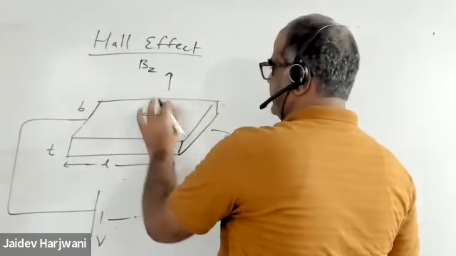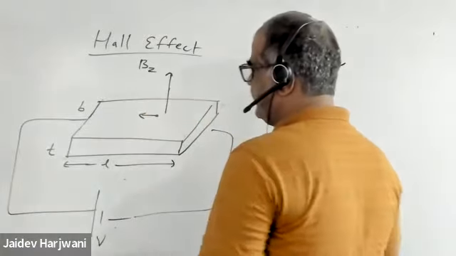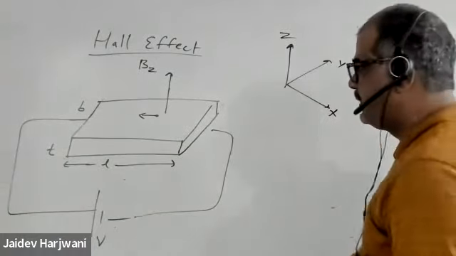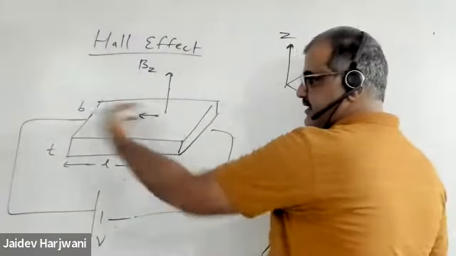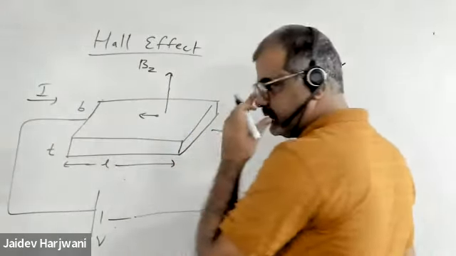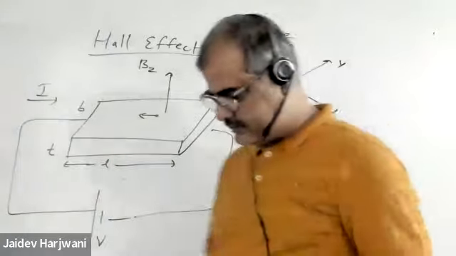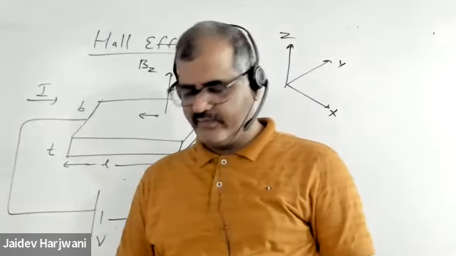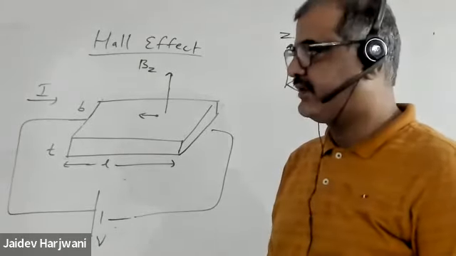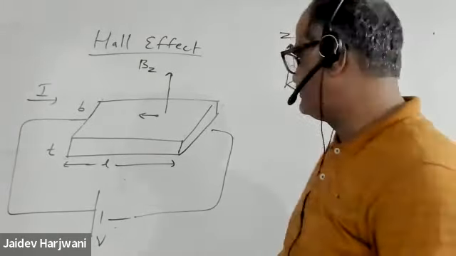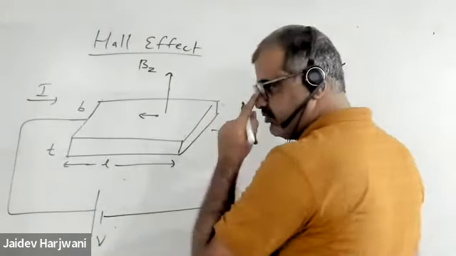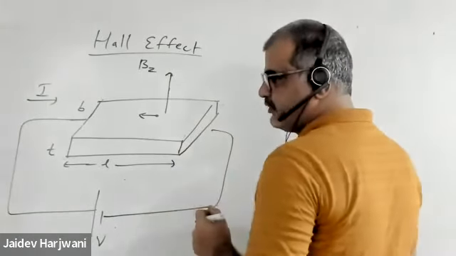Now once I apply a magnetic field, because current is flowing in this direction, this is the flow of current I, but the electron is moving in this direction. So now what do you expect? Sir, here the electron is moving opposite to the current. So the electronic charge is moving, and I'm applying a magnetic field. So what do you expect?